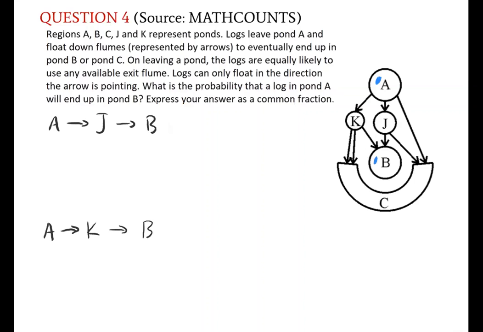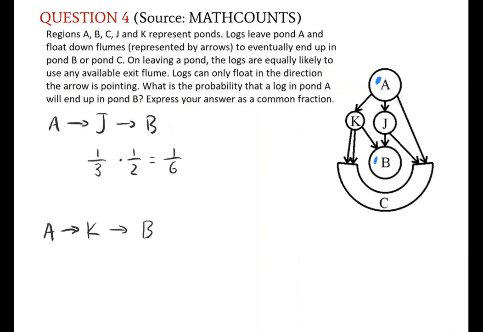So yeah, to get to J, there's a 1/3 chance that you can get to J, since there are two other pathways you can take. And then to get from J to B, you have a 1/2 chance, since you have two options here. And when you multiply those two together, you get 1/6.